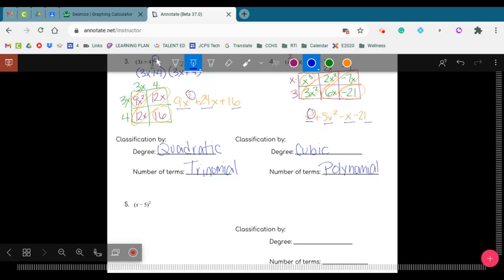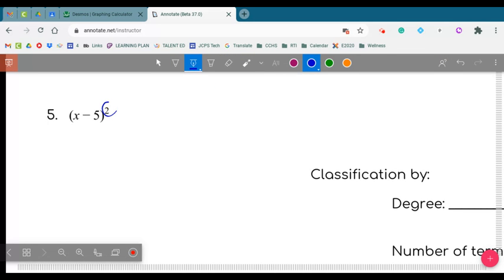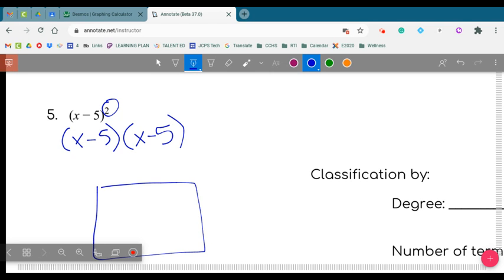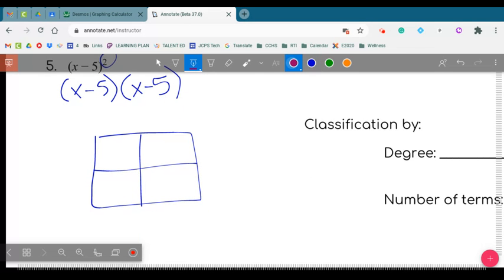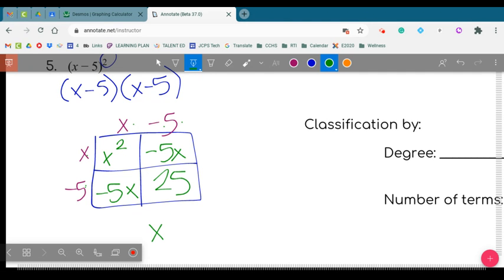Okay, last example. We have x minus 5 squared. So remember, this 2 means I write it twice. Put it in your box. X negative 5, x negative 5. So I have x times x is x squared. Negative 5 times x is negative 5x. X times negative 5 is also negative 5x. And then negative 5 times negative 5 is a positive 25. x squared, negative 5 and negative 5 is negative 10x, and then a positive 25.